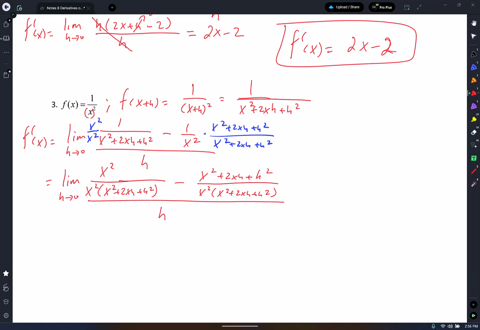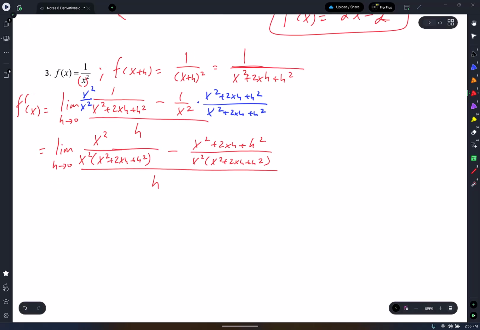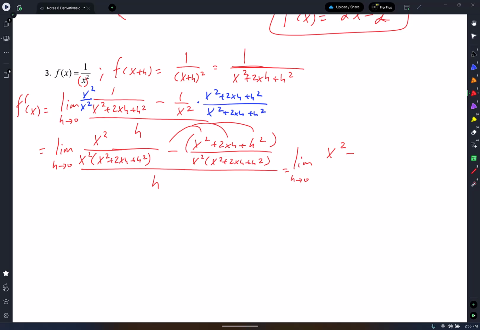I was going to skip a step, but I decided not to. I want to show everything. I think I have enough room to write it here. Let's see. Don't forget to distribute this negative. Limit as h approaches 0. X squared minus x squared minus 2xh minus h squared, all over x squared times (x squared plus 2xh plus h squared). Close it. Bring the h up.